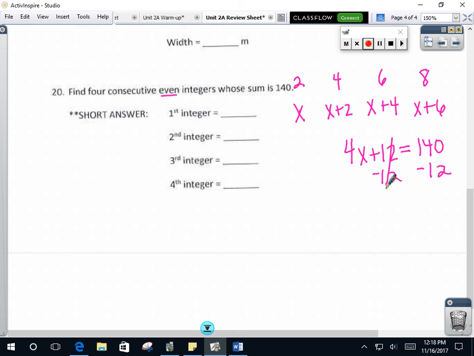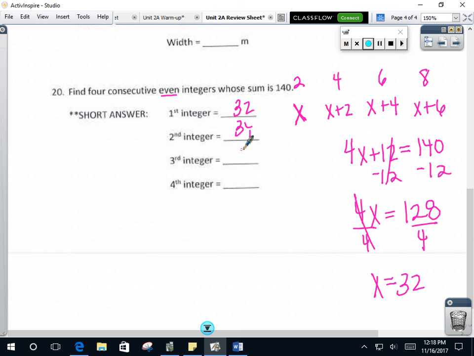And you get 4x equals 140 minus 12, which is 128. Make sure tomorrow y'all are using your calculator, don't just guess. Now what do I do? Divide by 4, and so x equals... okay, now x is your first number, your smallest. So the next number would be, and then the next number would be, and then the last number would be... okay, what should you do after you get those? Add them all up, make sure they really do add up to 140.